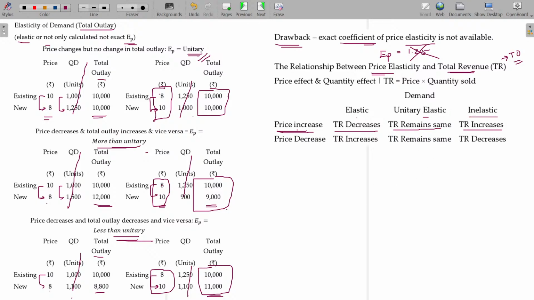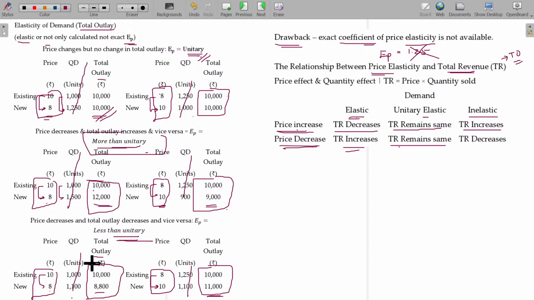This is called inelastic. And price decrease, there is no change in total outlay, it means unitary. So price decrease, unitary elastic. Price decrease, but total outlay increases, then it is called more than unitary. Price decrease, the total revenue increases, then more than unitary, otherwise elastic. Price decrease, but the total outlay also decreases. This is also decreasing and this is also decreasing, then it is called inelastic.